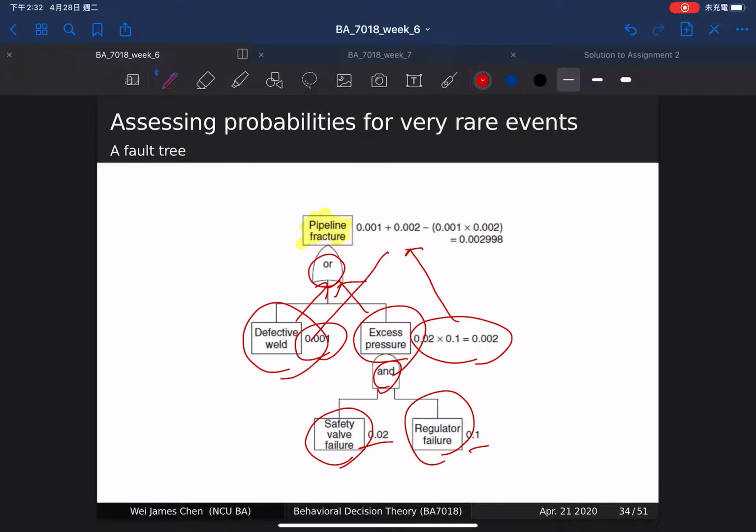And remember to subtract the intersected probability. This is P(A) plus P(B) minus P(A intersect B). And P(A intersect B) is P(A) times P(B). Okay? Understand what I'm doing, right? Because A and B are not exclusive. Okay? If A and B are exclusive, this is 0. Then you don't need to do this.